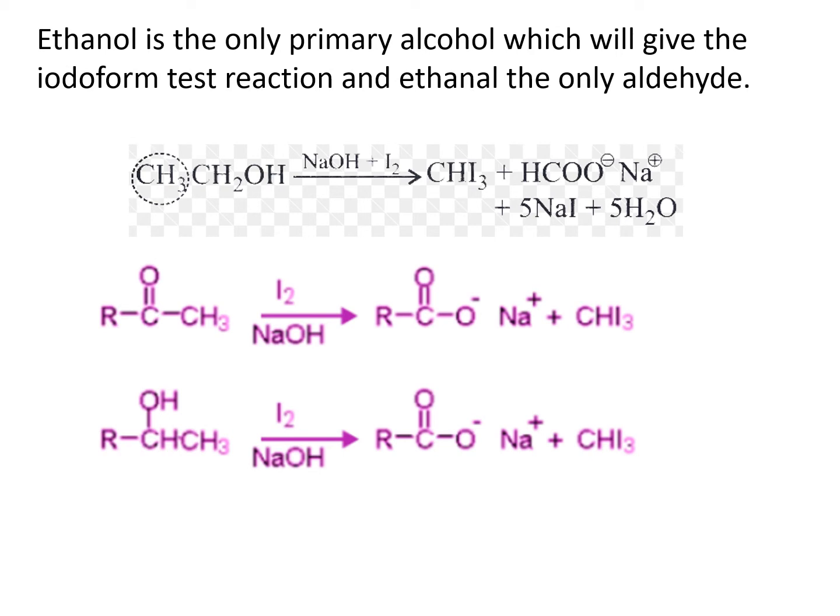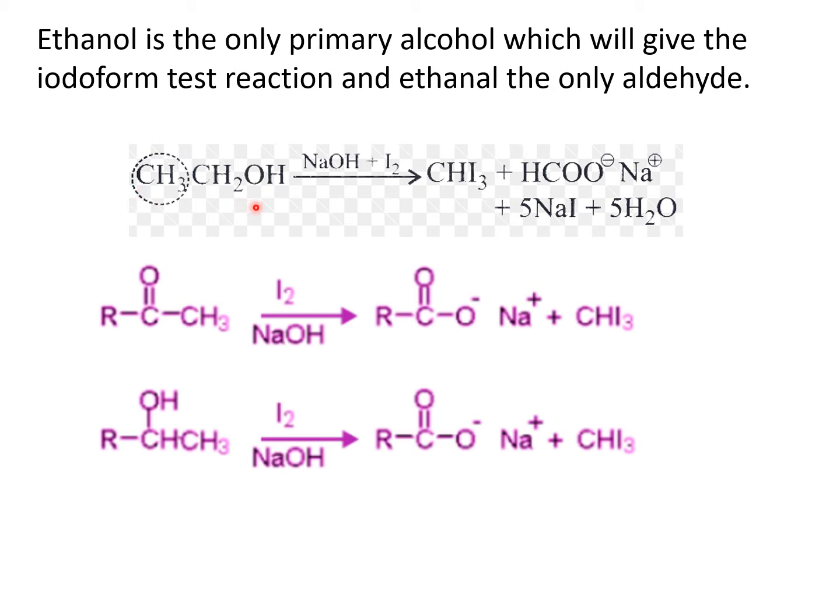Ethanol is the only primary alcohol which will give the iodoform test reaction, and ethanal the only aldehyde. The iodoform test can also test for ketone and secondary alcohol. So this is the chemistry involved.